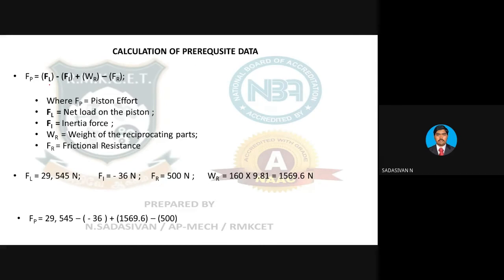So in place of FL, I am putting 29,545. In place of FI, with the default minus symbol outside, I am substituting inside the bracket minus 36. WR is 1569.6. Friction always minus 500. So the effective answer is 30,651 Newton is the piston effort. Okay. So this is prerequisite data. This is not actually what is asked in the question.